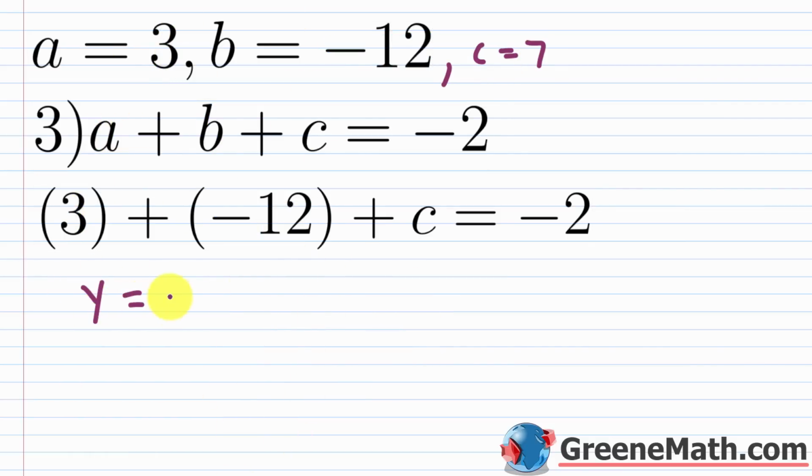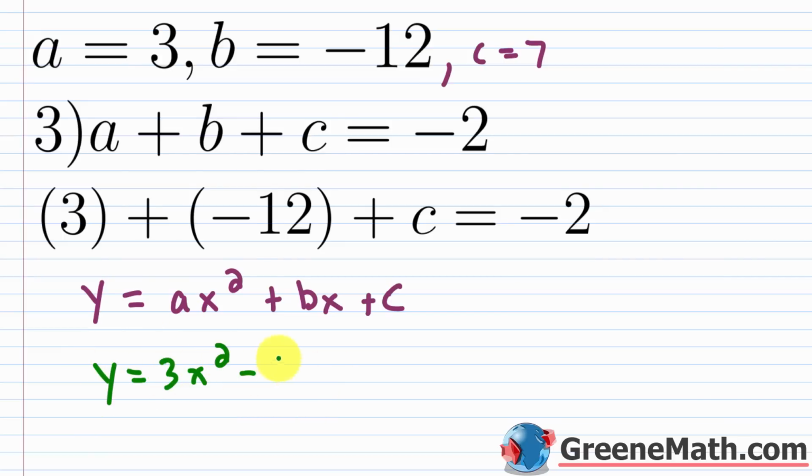Again, we have y equals ax squared plus bx plus c. So we're going to plug in a 3 for a. So we get y equals 3x squared, a -12 for b, so minus 12x, and then a 7 for c, so plus 7. So y equals 3x squared minus 12x plus 7.